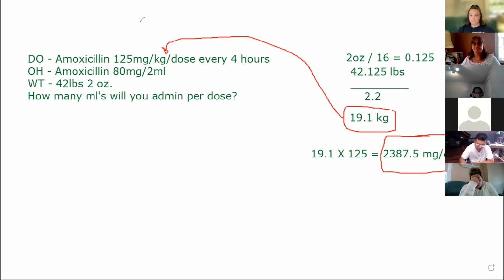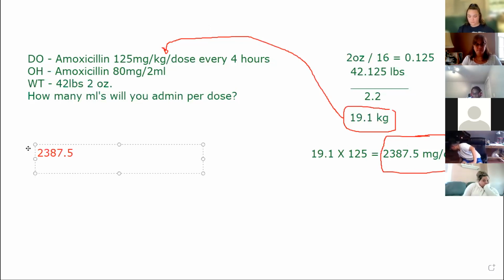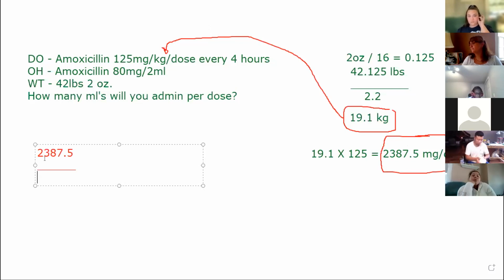So now we have 2087.5 is my desired over have. And what do I have, guys? Times over 125. 80 milligram per 2 ml. Over 80 milligram. 80, yeah. Times 2 ml.